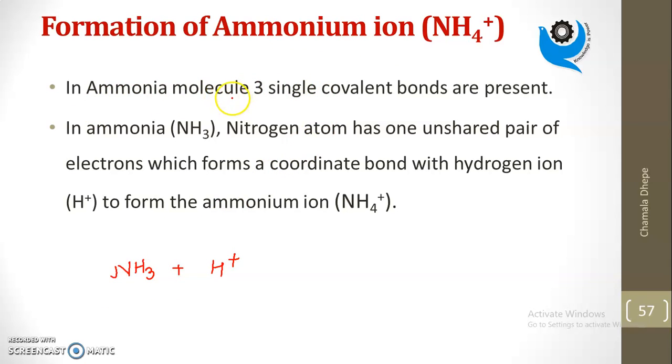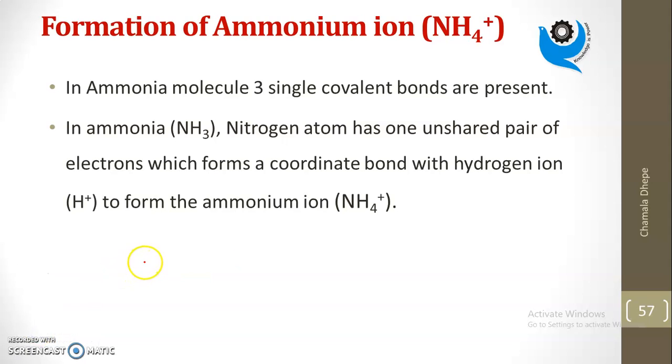In ammonia molecule, 3 single covalent bonds are present. As I mentioned earlier in my previous slide, I have explained you. In ammonia, nitrogen atom has unshared pair of electron which form a coordinate bond with hydrogen ion. Okay, let me explain you here.